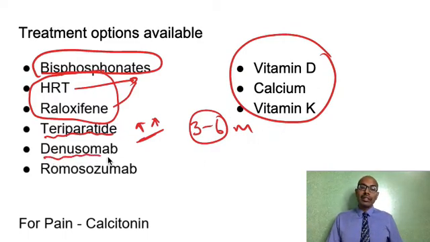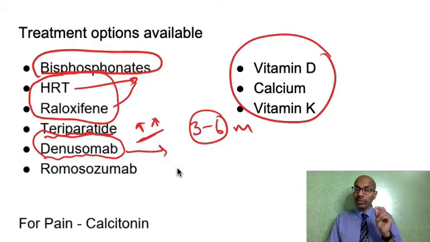The next second line or third line drug is denosumab. All of you know denosumab is a RANK ligand inhibitor. It's a monoclonal antibody against the RANK ligand. It inhibits osteoclast activity and therefore increases bone density. It is also used in some tumors, giant cell tumor. Remember this, it has been asked before.